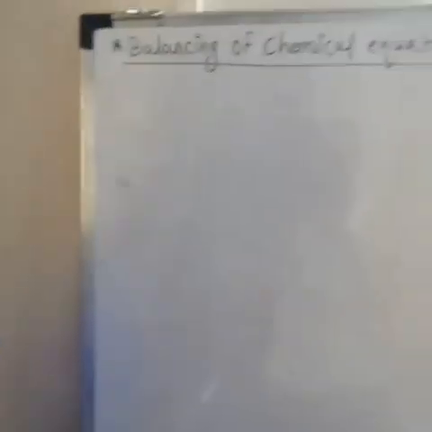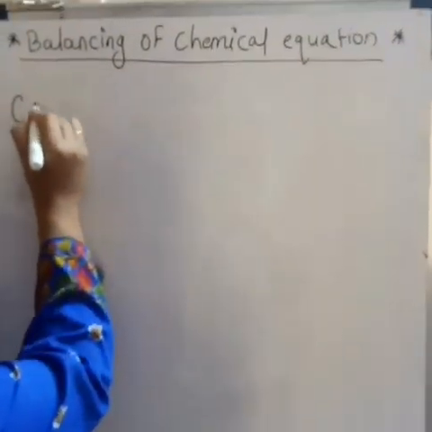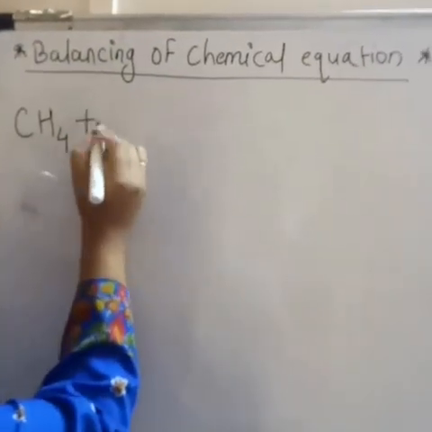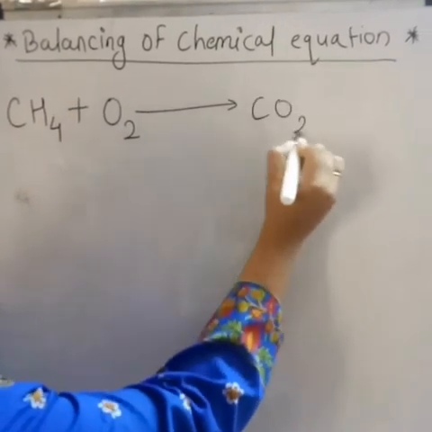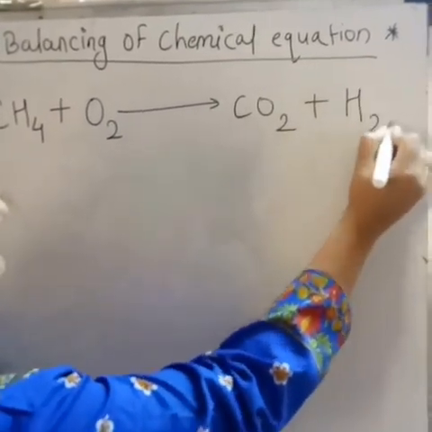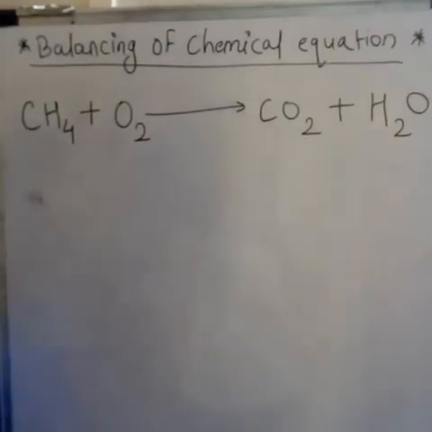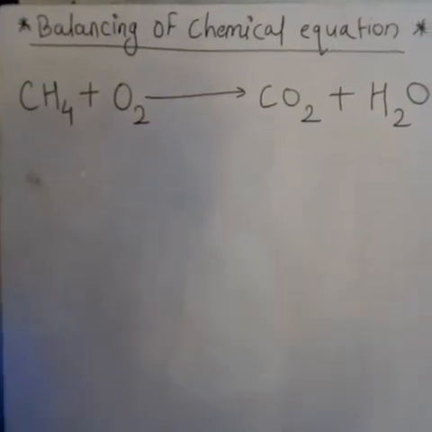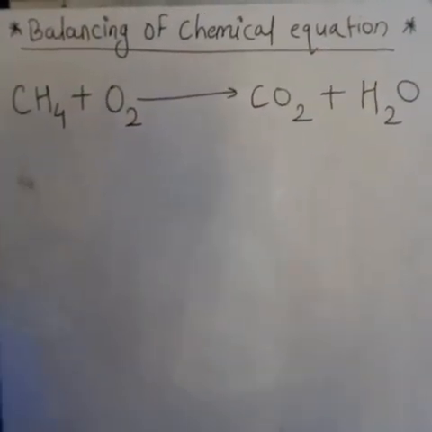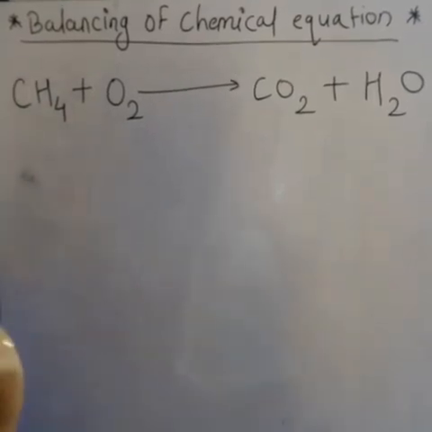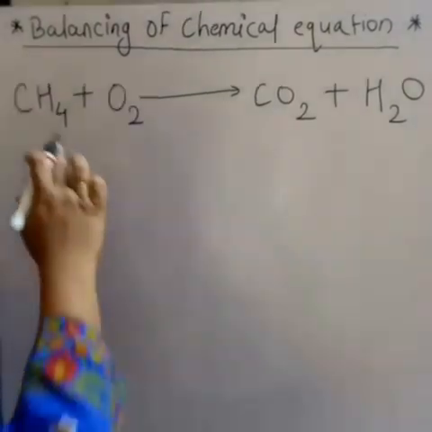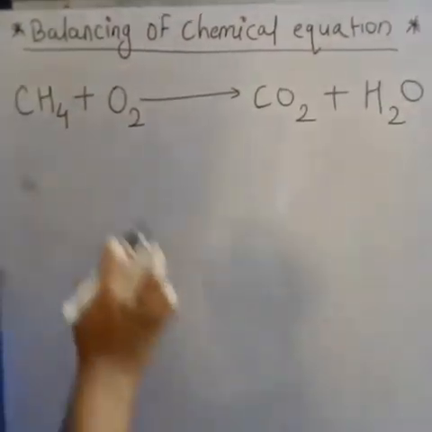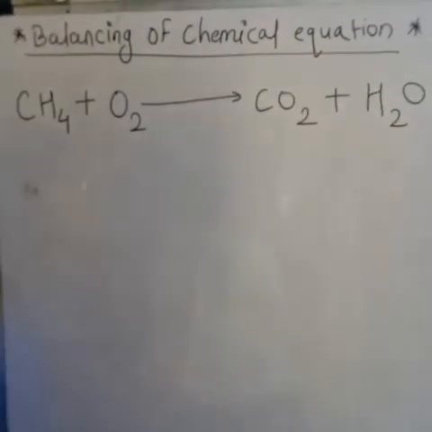We take one example. Suppose methane reacts with oxygen, gives us carbon dioxide gas plus water. Understand here, your first step is, whatever your chemical reaction is, you need to write the correct chemical representation of that reaction, that is your chemical equation. So you write this reaction in the equation form.